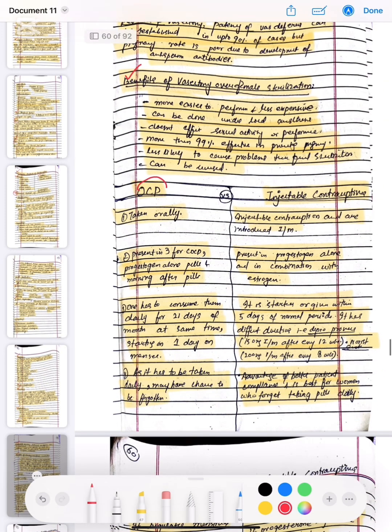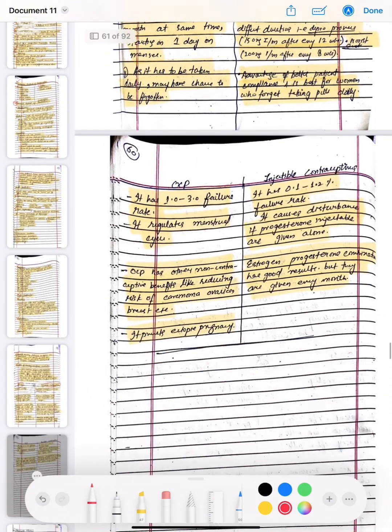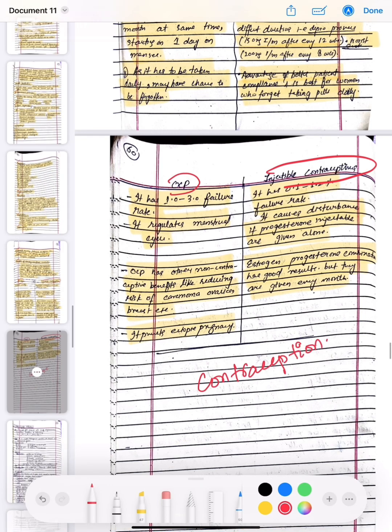Then we discussed the comparison between the OCPs and the injectable contraceptives, and here we end this topic of contraception. So this is a lengthy topic, so I am uploading only this topic. In the next video we will discuss polycystic ovaries.